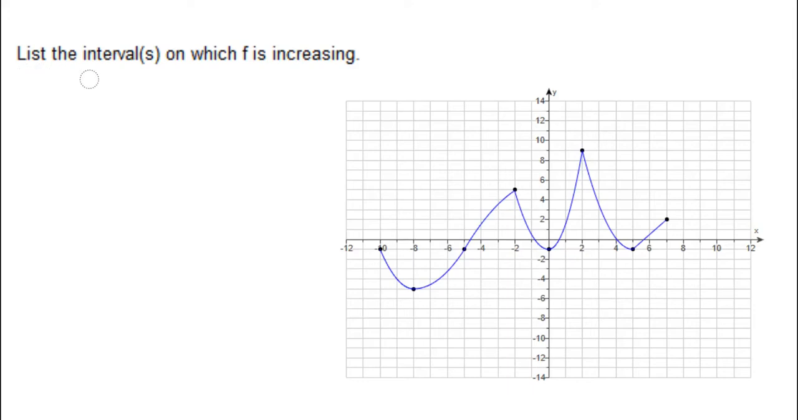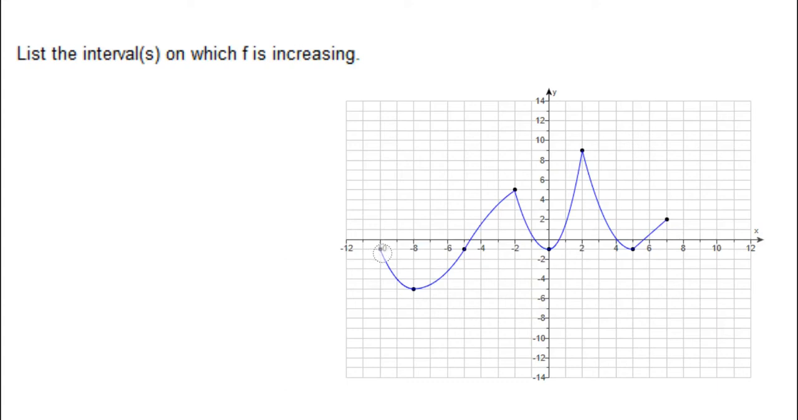This question says, list the intervals on which f is increasing. So when I look at a graph to decide whether a function is increasing, decreasing, or constant, what I want to do is trace the graph moving from left to right. Starting on the leftmost part of the graph, I'm going to trace, and as I trace, I'm taking note of what's happening to the y values. So I'll start, and we'll label it after we go through the whole picture.